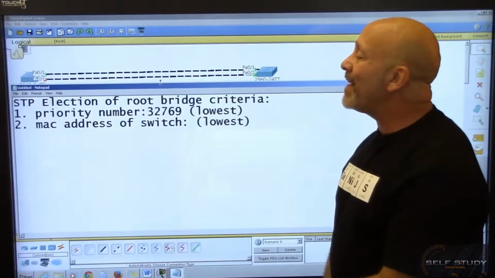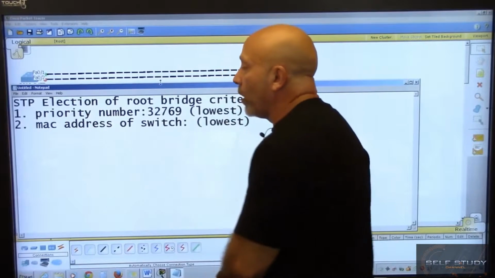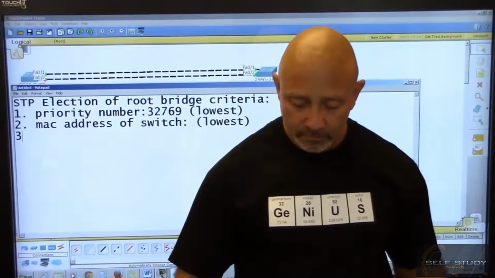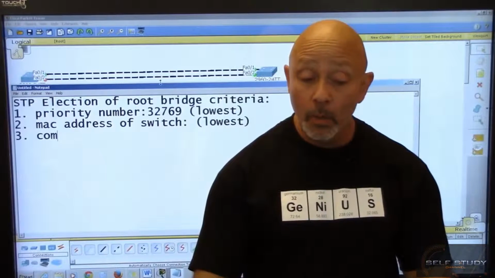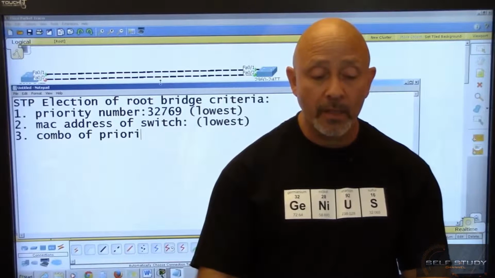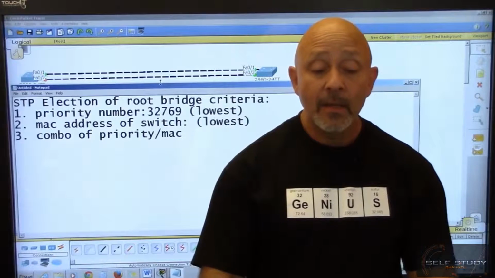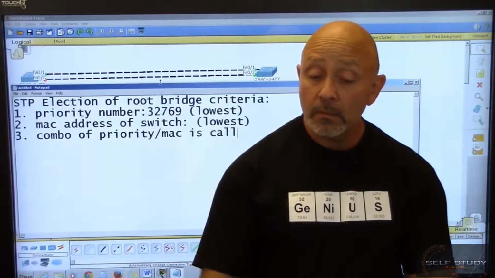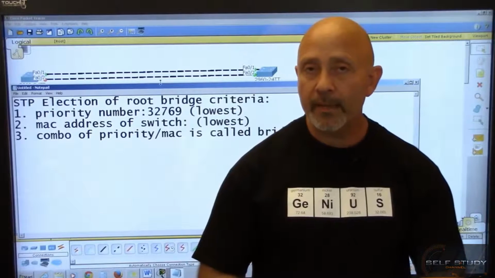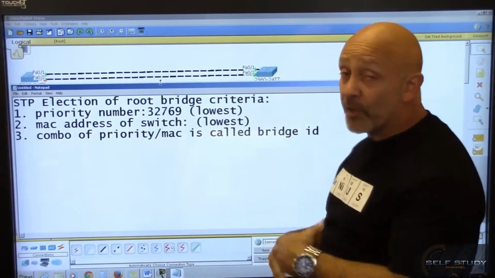Now, the combination of these two, the priority number and the MAC address, is called the bridge ID. Okay? So that's for the election of the root bridge, and let's prove that.